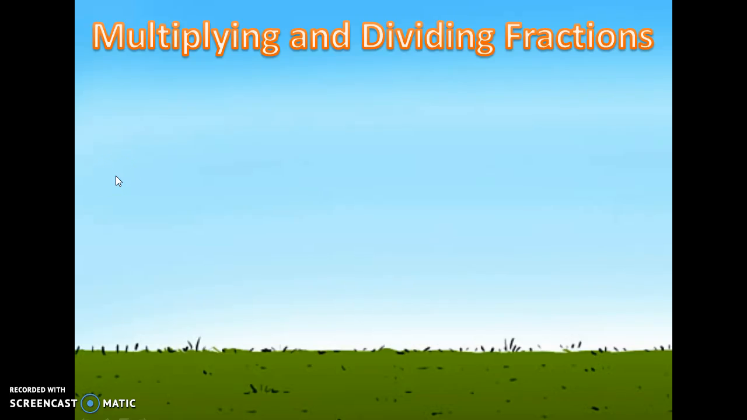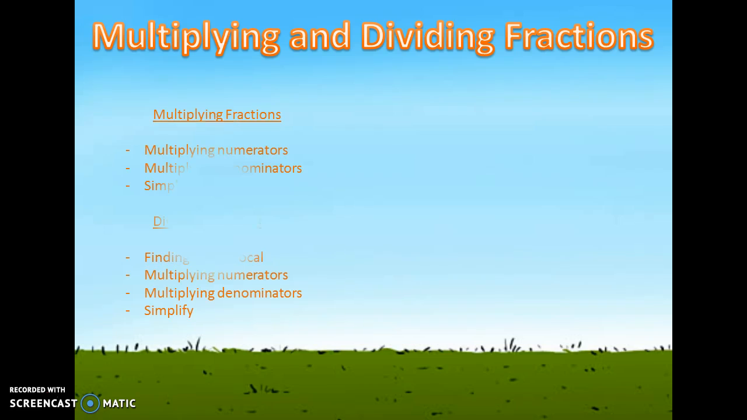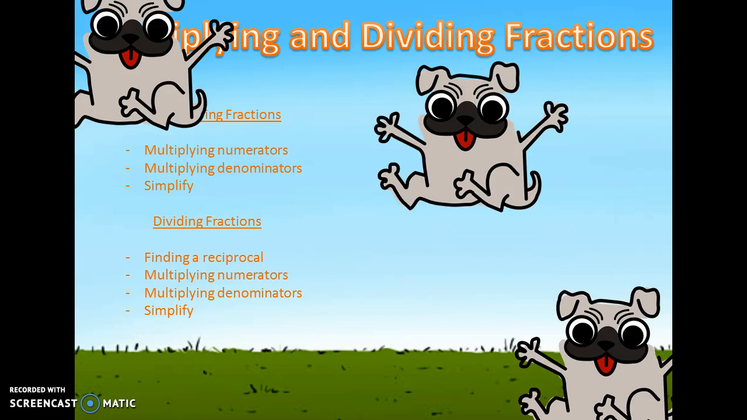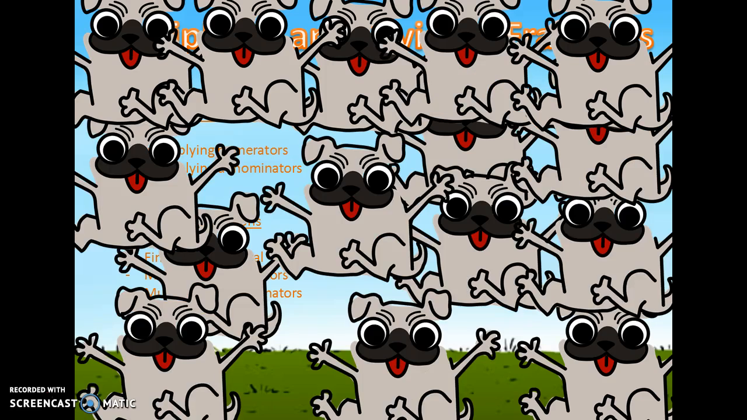Today, we're going to be learning about how to multiply and divide fractions. Here's a quick outline of what we're going to be doing. For multiplying fractions, you have to multiply the numerators together, then you multiply the denominators together, and then you simplify. For dividing fractions, we find a reciprocal, we multiply the numerators, we multiply the denominators, and we simplify. Pretty much today, what we're going to be doing is a lot of multiplying.